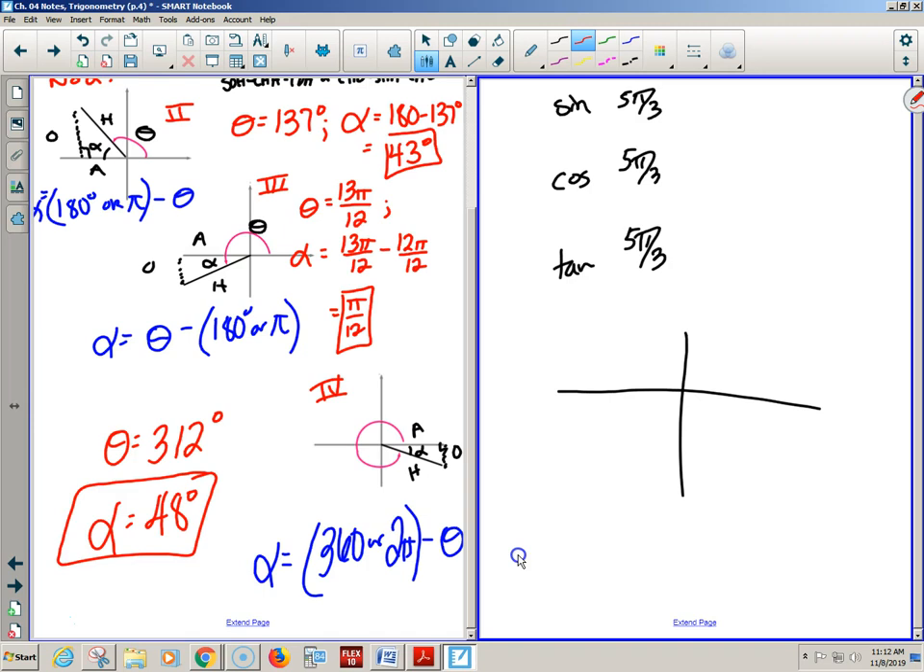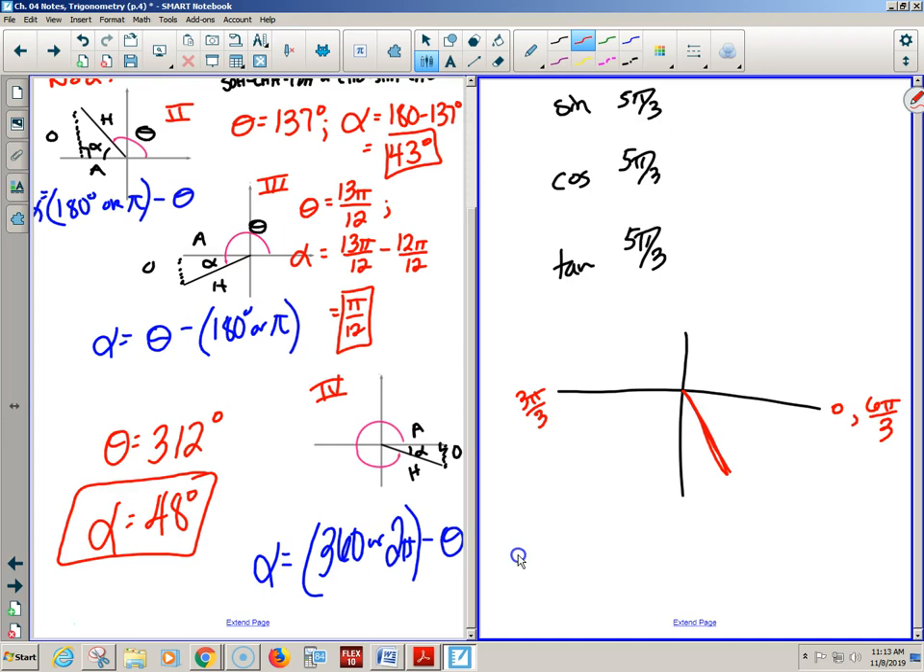Close. Because this is 3 pi over 3, right? Does that make sense? I have 0, I have 3/3. This would be 2 pi, which would be 6 pi over 3. You see it? It'd be 1/3 away from ending.